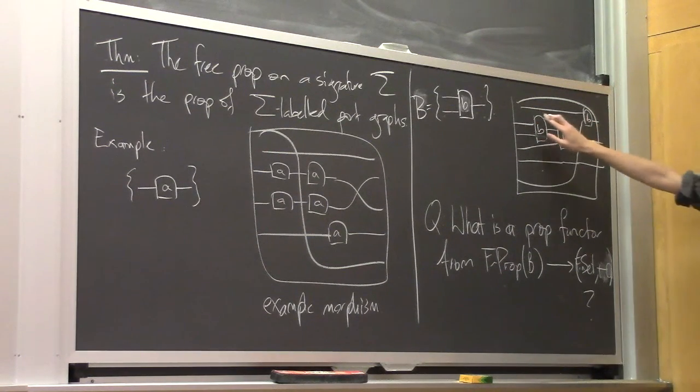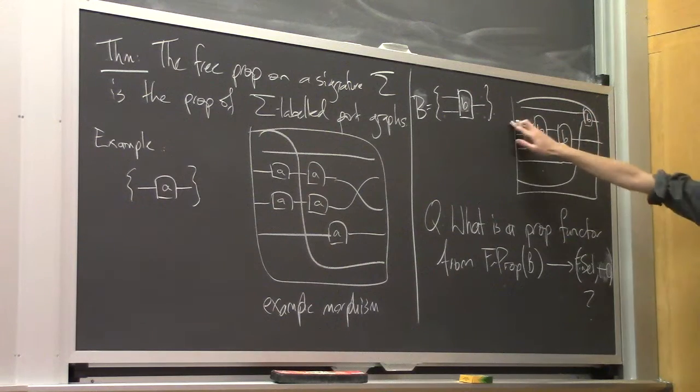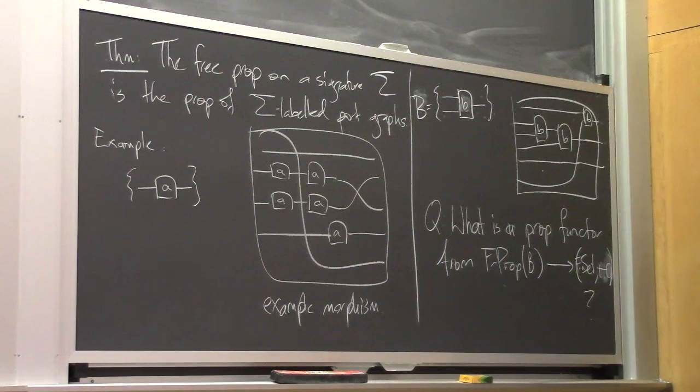It sends the first element to this thing, the second element to this thing, and so on. Right? And so every surjection can in fact be given by a B-labeled point graph. And so this free prop is, the image in here is the surjections between finite sets. Yeah. So the definition of a prop functor says that it's a symmetric monoidal functor.